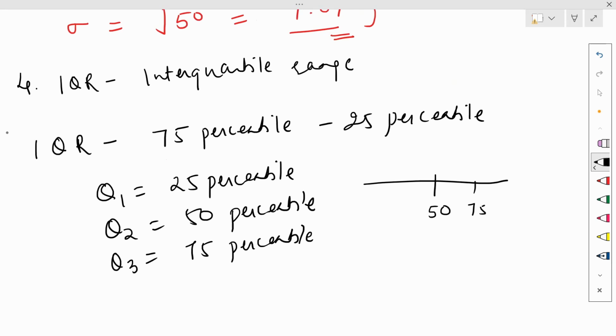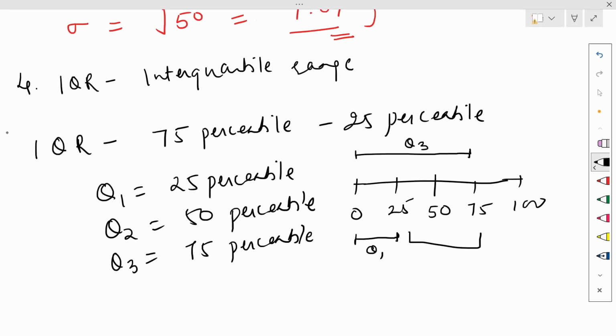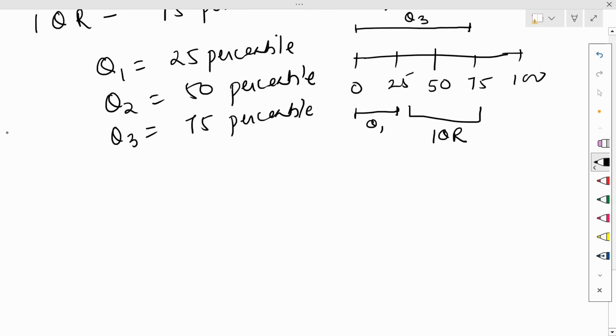So if our data is something like this, 0, 25, 50, 75, 100. If values are between these values, then our Q3 will be the data from here till here. This is the range of Q3, while Q1 is this 0 to 25. We will find the difference between these and we'll get this range, which is called IQR. Now the formula of IQR will become Q3 minus Q1, which is this portion.